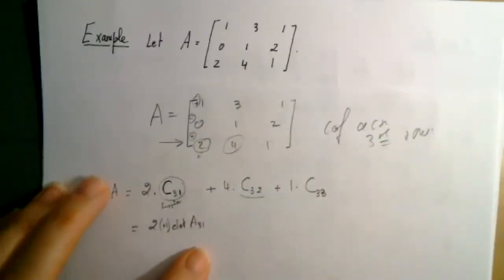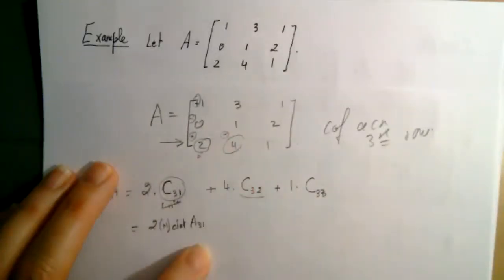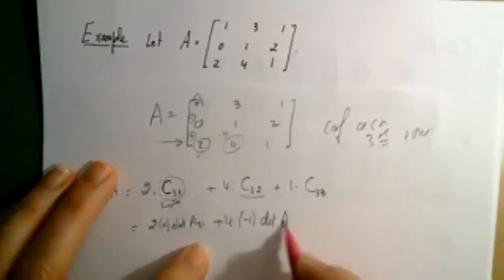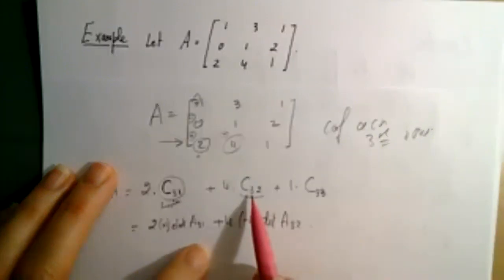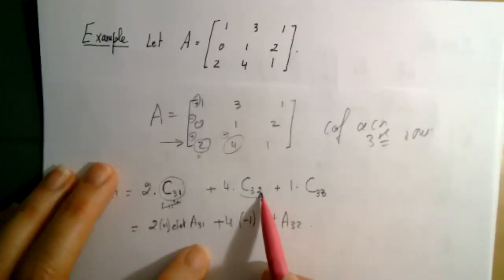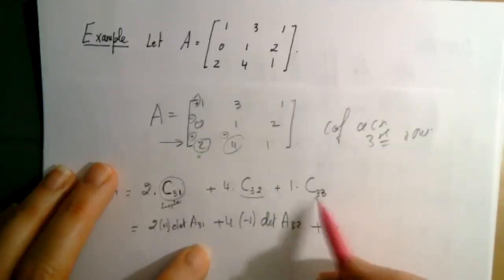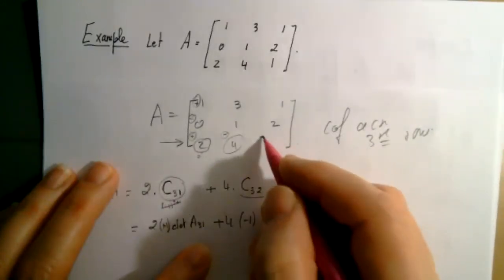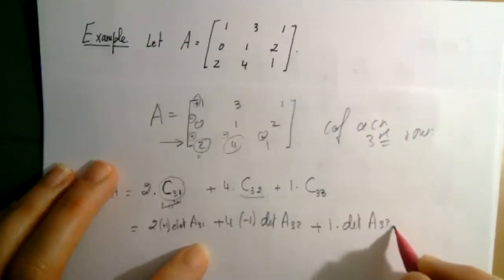Now what's C32? The checkerboard sign is going to tell me that this is going to be minus the determinant of A32. Actually, -1 to the power 3 plus 2, 3 plus 2 is 5, it's going to be -1. Now the 3 plus 3. Is it plus the determinant of A33 or minus? The checkerboard sign tells me for 3 plus 3 it's going to be plus. So plus the determinant of A33.